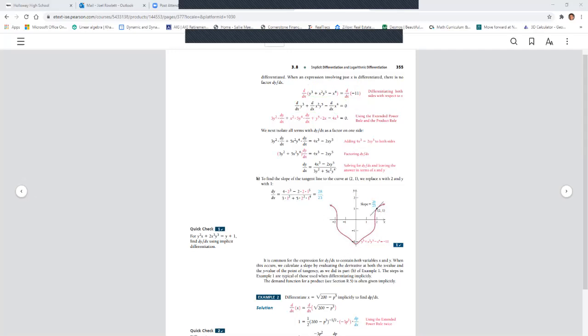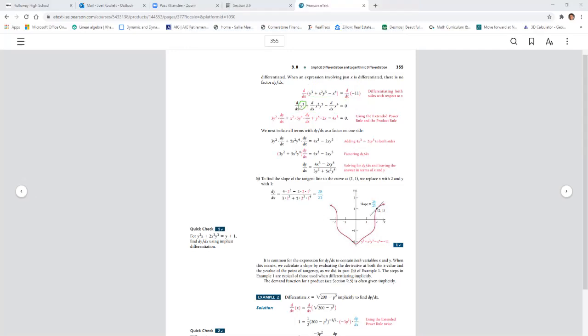What did they do? Well, they did the power rule. They took the derivative of y to the power of 3 with respect to x. Remember that y is a function raised to a power. So it's going to be power rule, 3y squared, but you have to do times dy over dx.